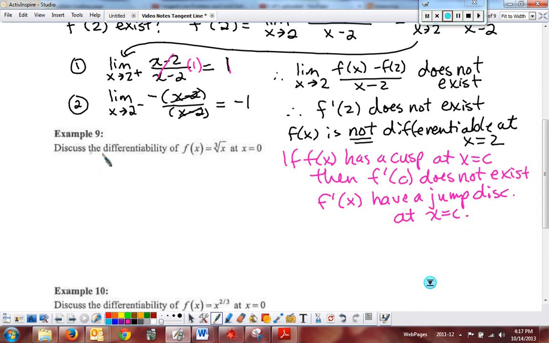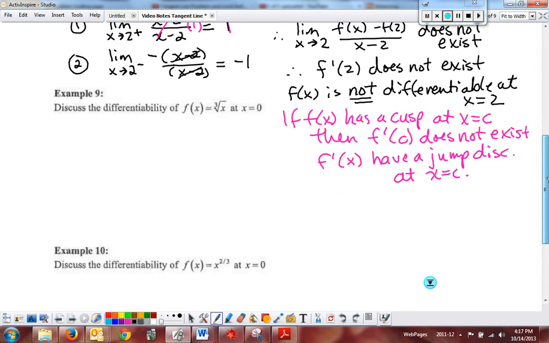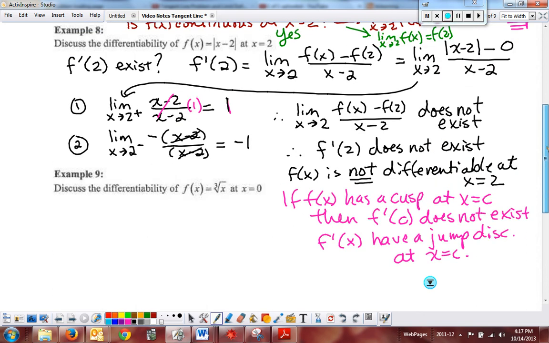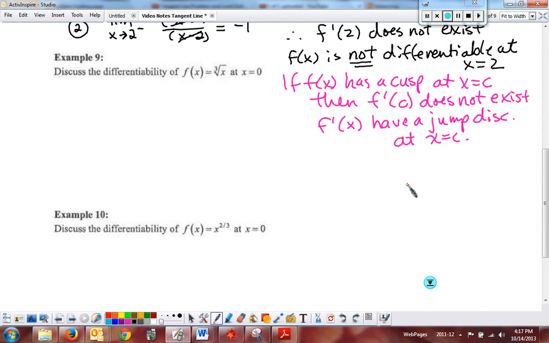All right, now let's take a look at example 9, another kind of classic problem to look at. In this one, we're looking at the differentiability of a cube root function at x equal to 0. Now let's just do a quick reminder of what a cube root looks like. It pretty much comes in, comes up, and then kind of goes this way.